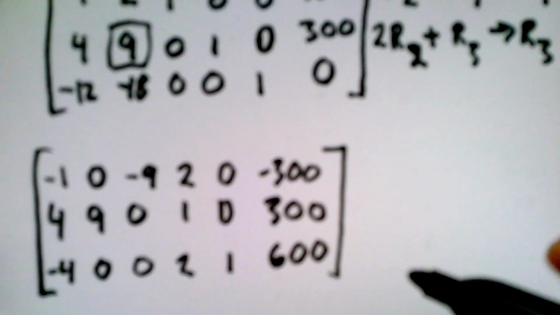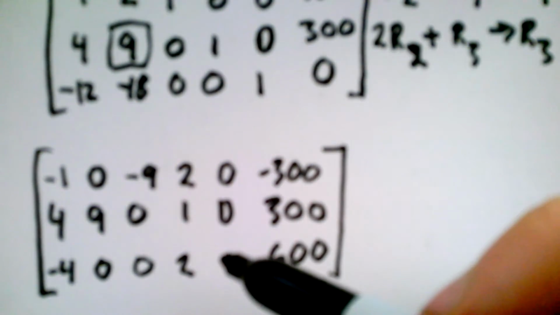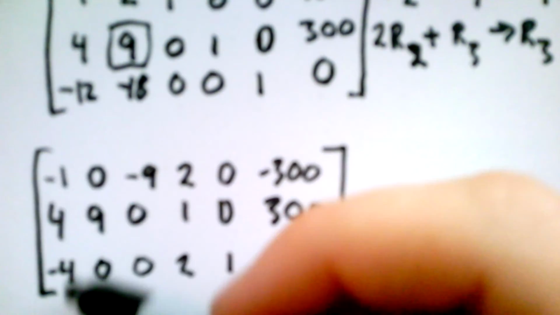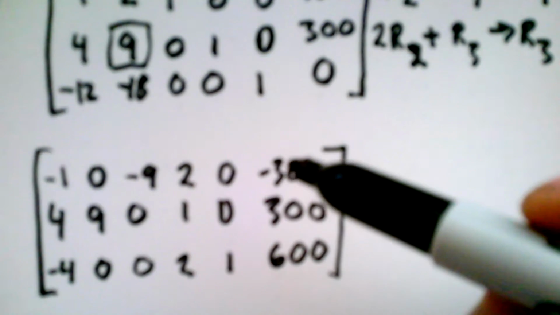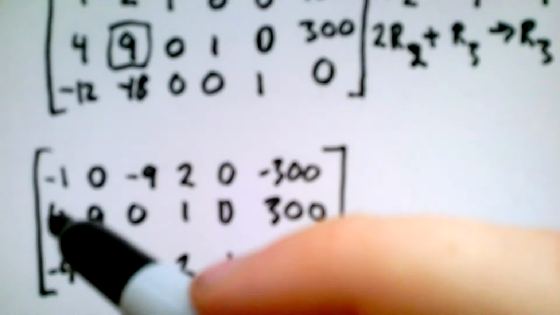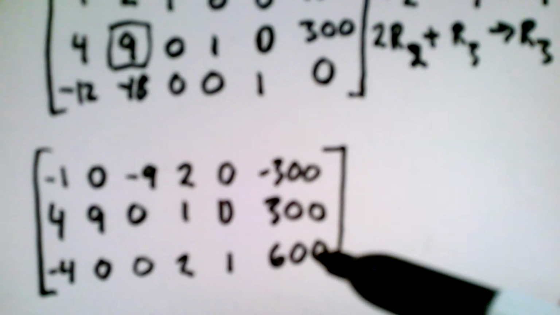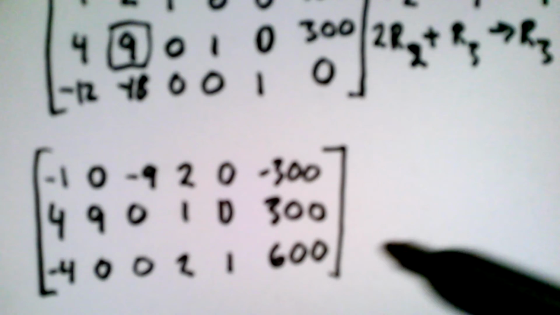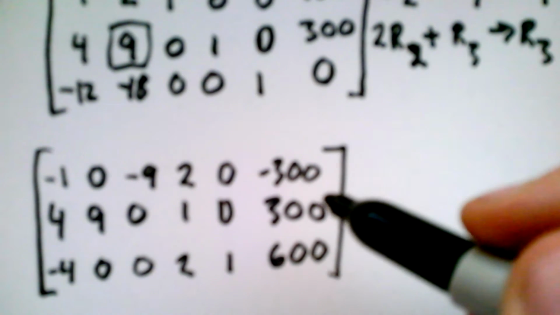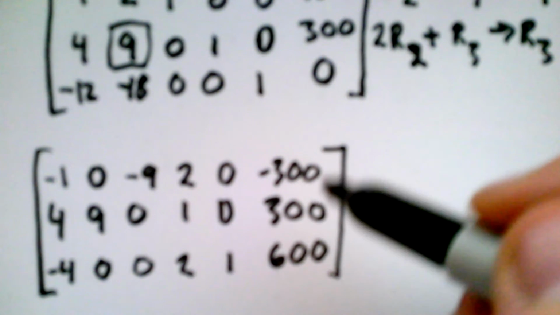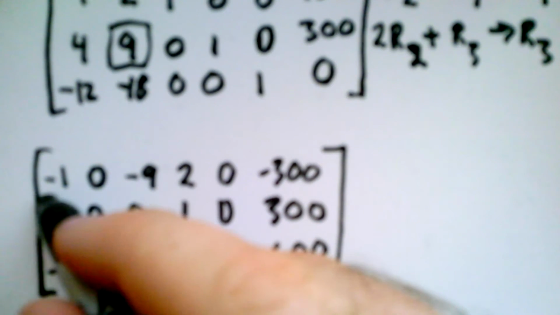We look at the most negative indicator, which is this negative 4, since it's the only negative indicator. So that means that this first column is our pivot column. We look at our ratios. Negative 300 over 1 is 300. 300 over 4 is 75. And 600 over negative 4 is negative 150. But negatives don't count. Only positive ratios count. So we throw out the bottom row. We have 75 is less than 300. So our second row is our pivot row.